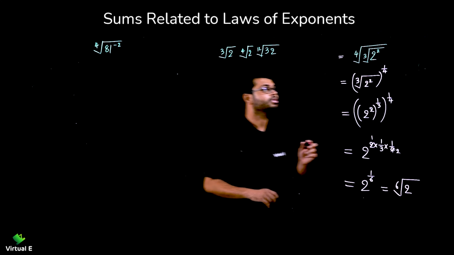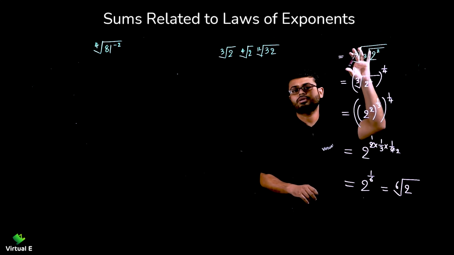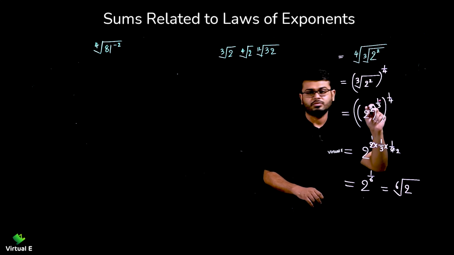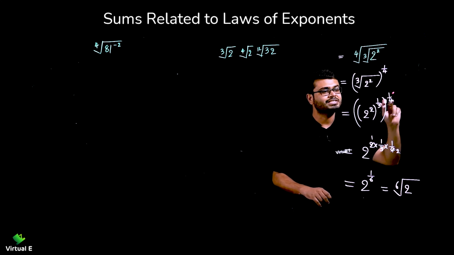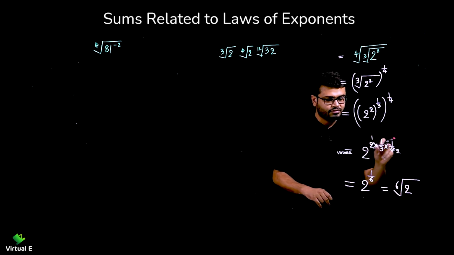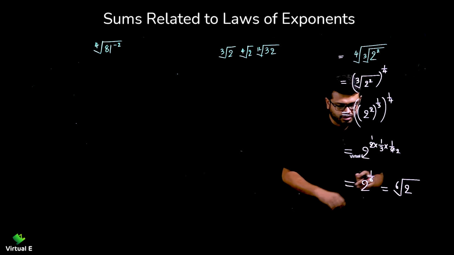Remember how we approach this? We started with the outermost one, right? That is the fourth root, 1 by 4. Then the third root, that is 1 by 3. And now we can see we have 3 powers. So when we have 3 powers, find the product of all 3 powers and solve it.